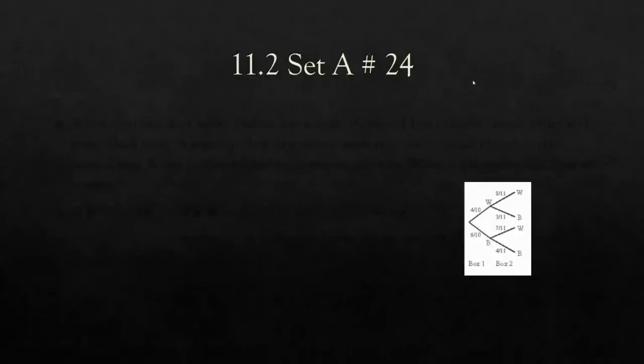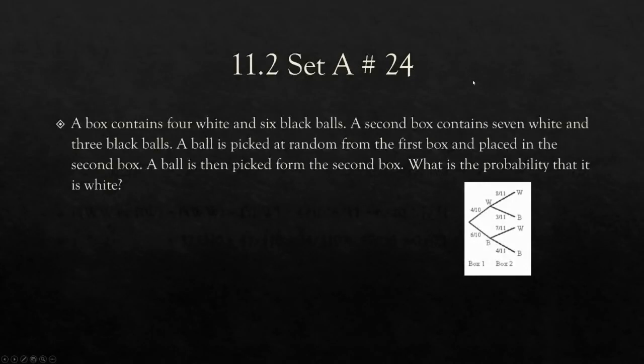Okay, next we're going to take a look at number 24. It says a box contains 4 white and 6 black balls. A second box contains 7 white and 3 black balls. A ball is picked at random from the first box and placed into the second box. A ball is then picked from the second box. What is the probability that it's white?